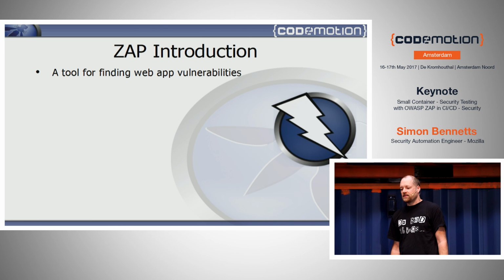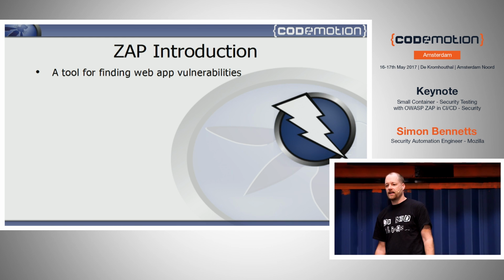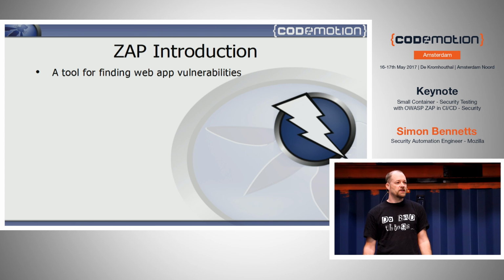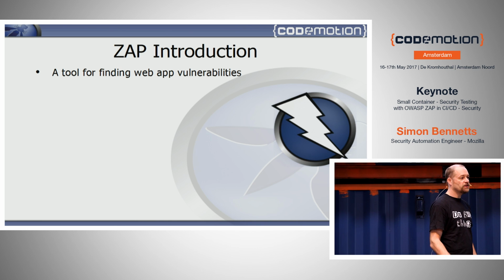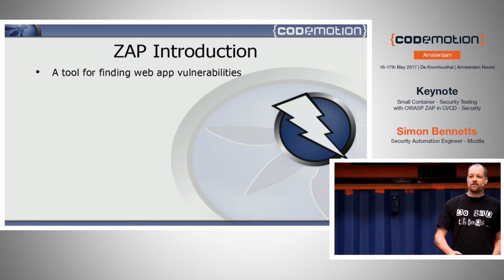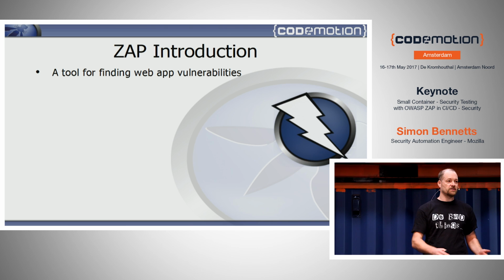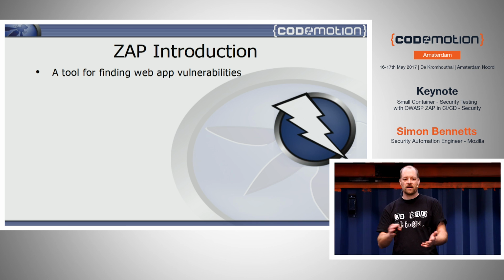So, ZAP. ZAP is a tool for finding vulnerabilities in web applications. Now, the key thing is, it's actually a tool for finding vulnerabilities in custom web applications. There are tools out there which search for known problems. So say you've got a WordPress blog, and there are known problems with certain versions of WordPress. There are other applications which are good at finding those.